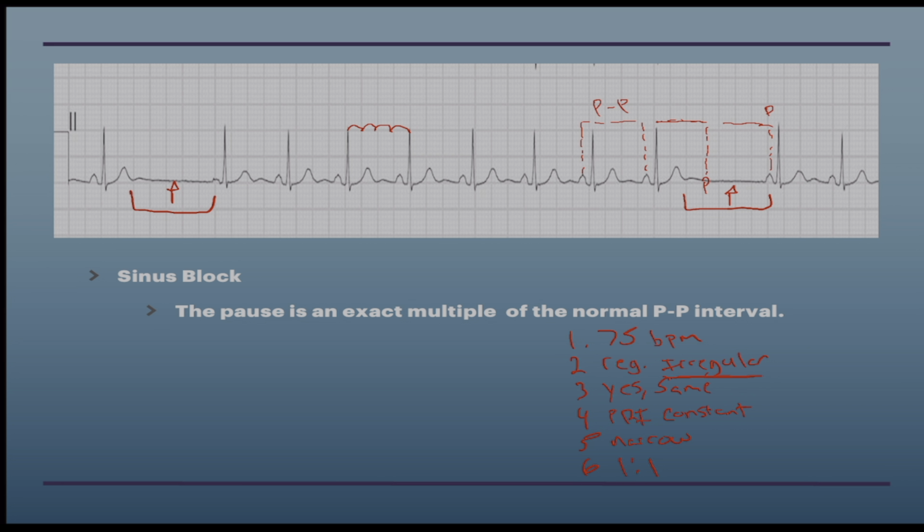So I'm going to come back and say, I need to figure out what's going on here. By figuring out what's going on here, I need to figure out when the block happened and when the new rhythm starts. And I would find that it's an exact multiple of the P to P interval, which would allow me to say this is a sinus block.